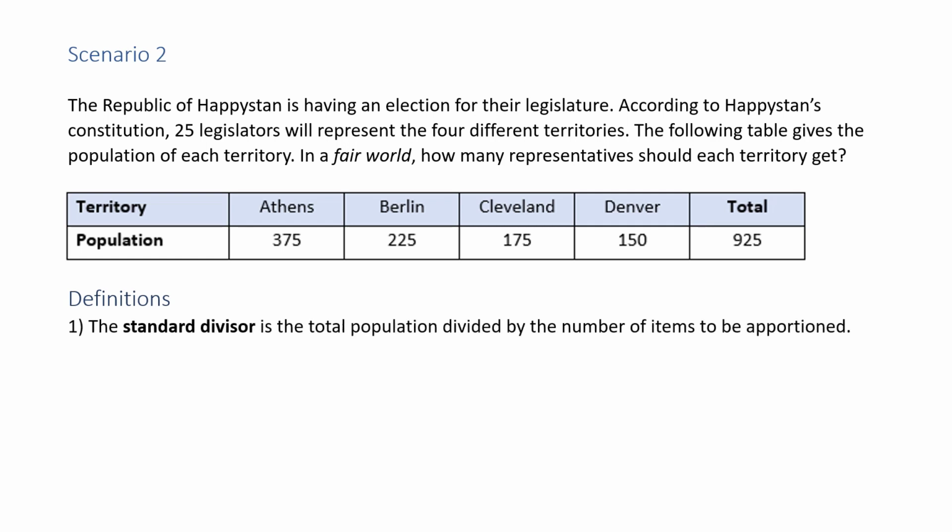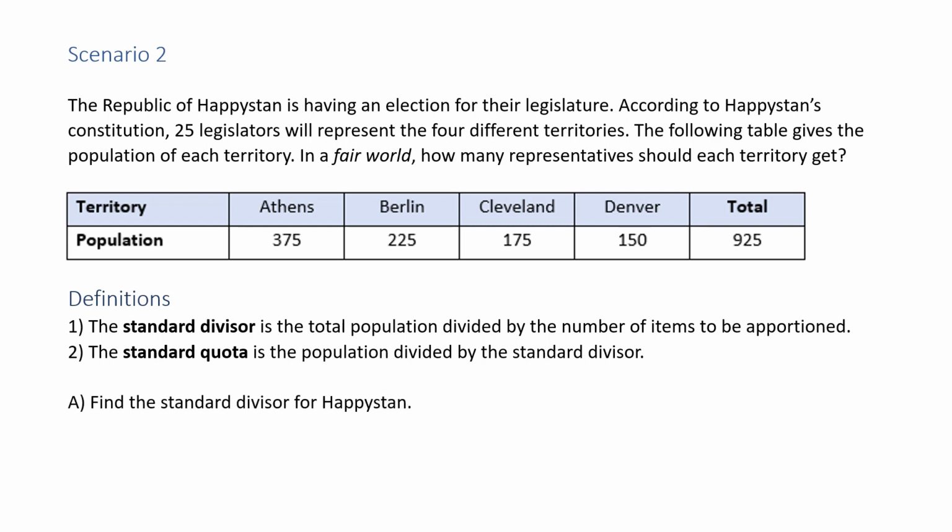The first one is called the standard divisor. The standard divisor is the total population divided by the number of items to be apportioned. Here, the total population is 925. The number of items to be apportioned are the legislative seats. That's 25. The next term is the standard quota. The standard quota is the population divided by the standard divisor.